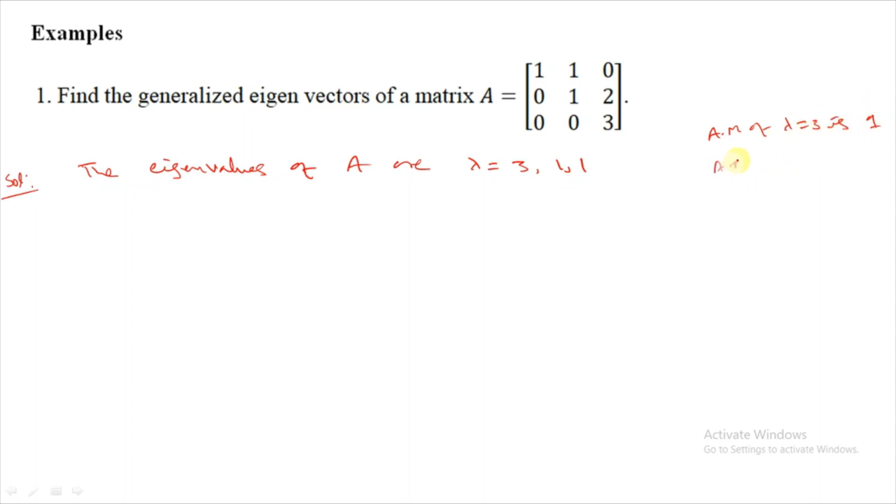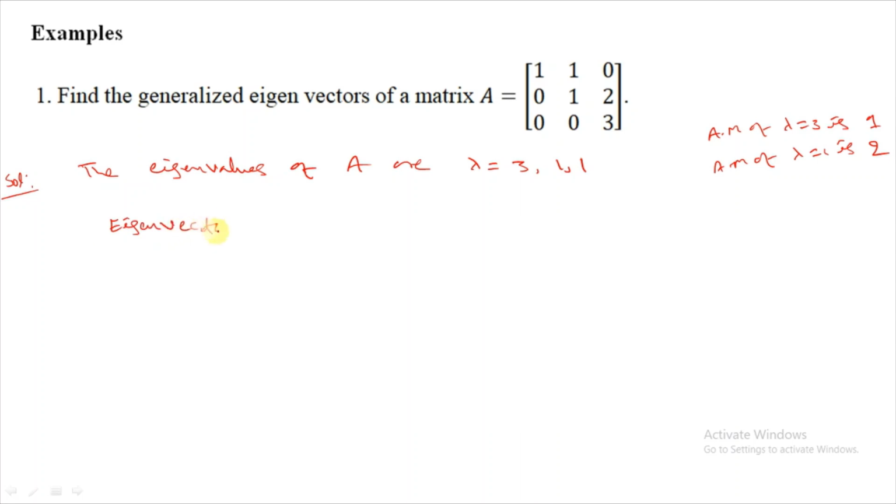For lambda equal to 1, the algebraic multiplicity is 2; we'll see what the geometric multiplicity is. If I get geometric multiplicity 2, this is diagonalizable. If the geometric multiplicity is 1, it's not diagonalizable. In that case, we go for the canonical form.